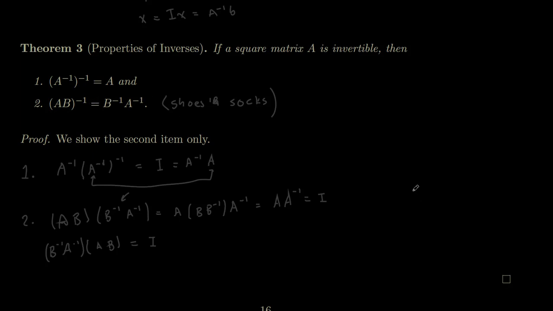But this is the shoes and socks principle. Why? Because whenever you put your socks on, you put your socks on first, on your feet, and then you put your shoes on top of it. So think about the operation of putting your socks on being B. You put your socks on, you do B first, then you put your shoes on, which is A.